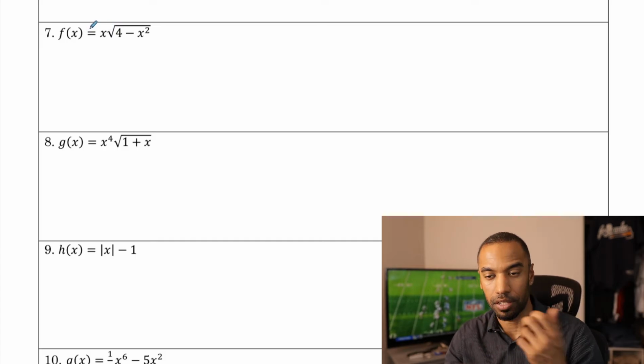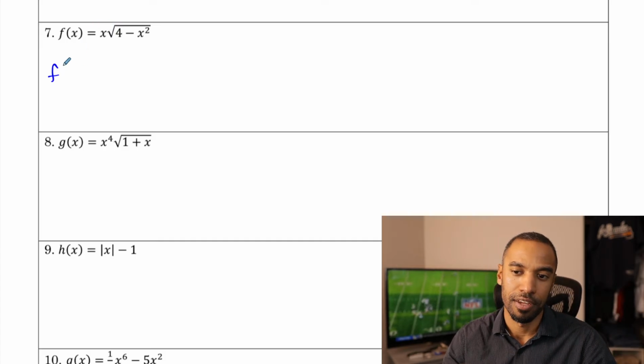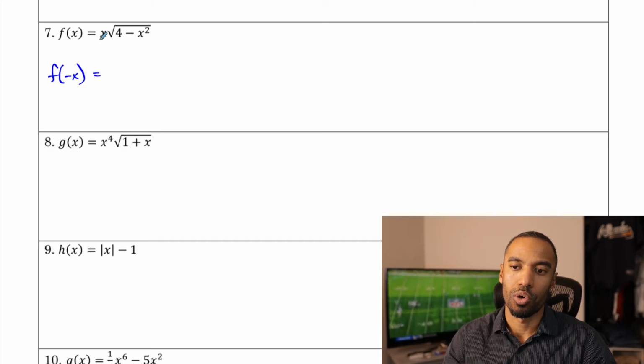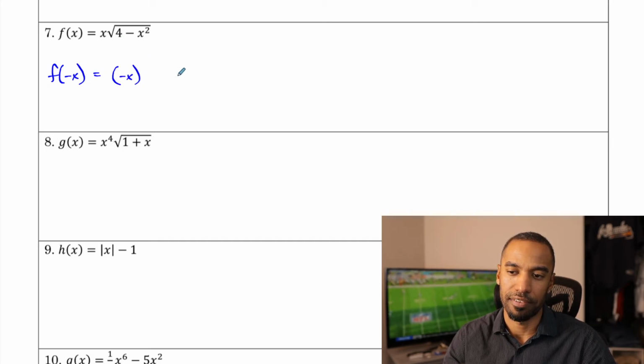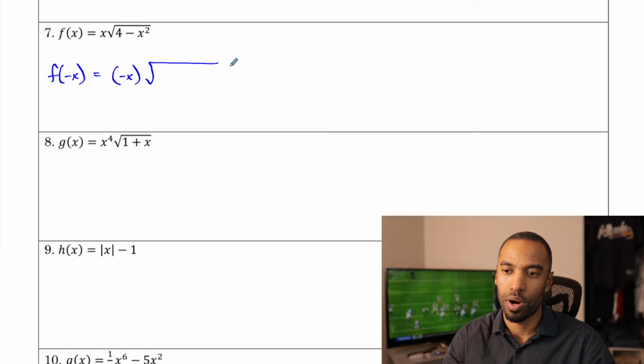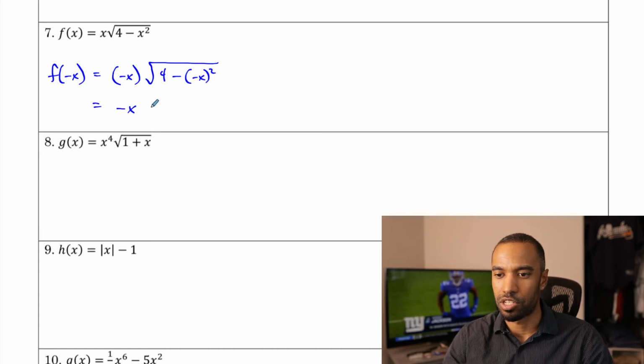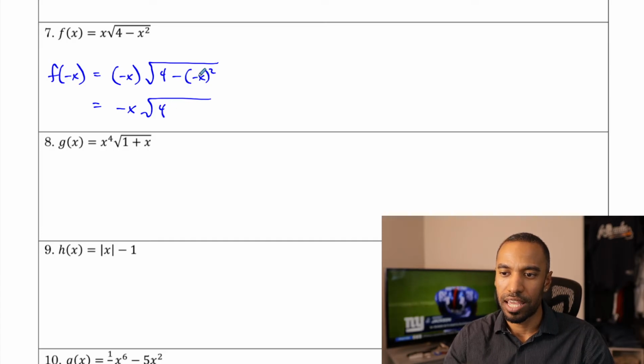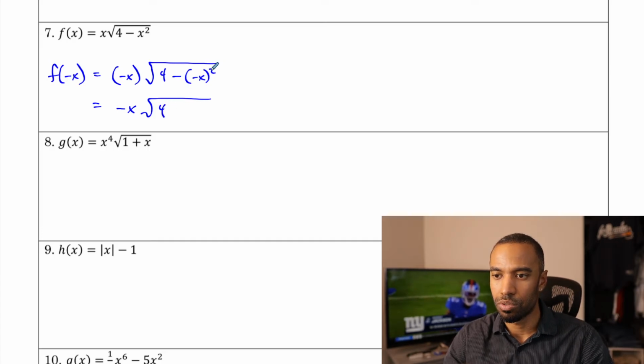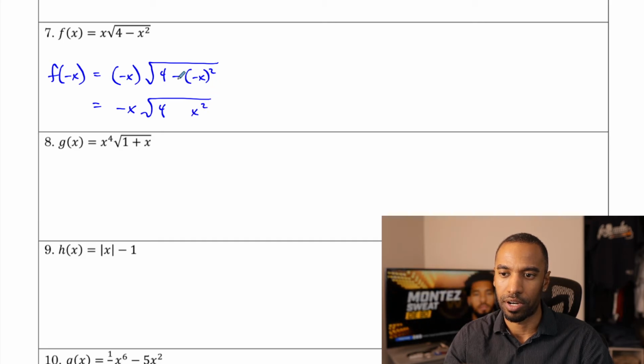So number 7, let's go ahead. Let's play with it. Let's try f of negative x here. So we're going to take the opposite of this x right here. We got negative x times the square root of 4 minus quantity x squared there. Now, negative x squared. When I do negative x right here, that is just a negative x. Okay, great. And this 4, remember, you don't do minus the negative here. We got to do negative x quantity squared first, and that gets us x squared, and we're going to subtract the x squared.